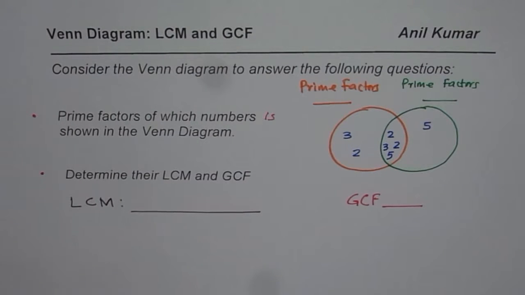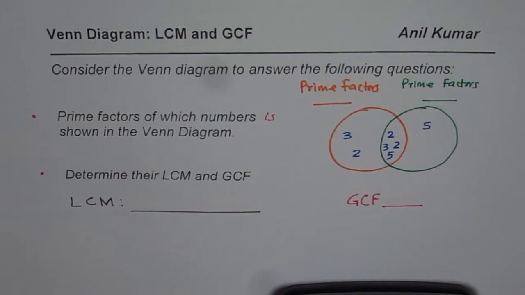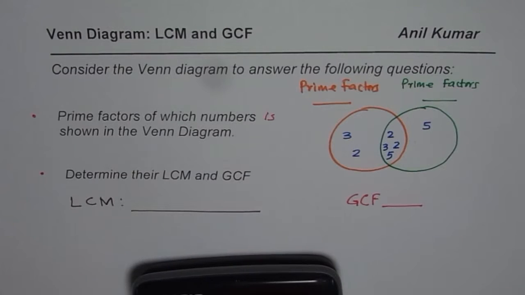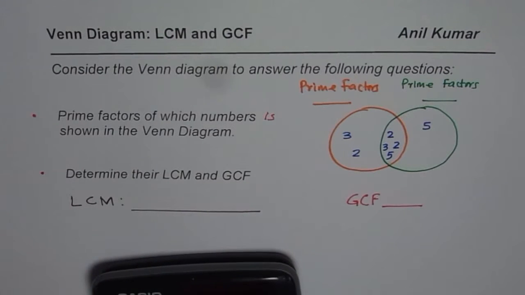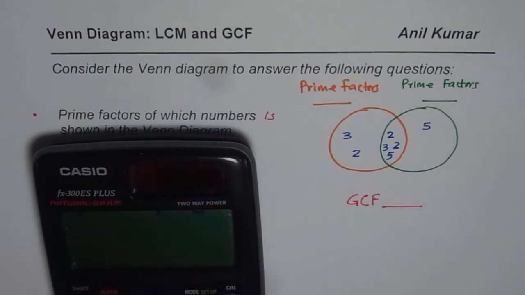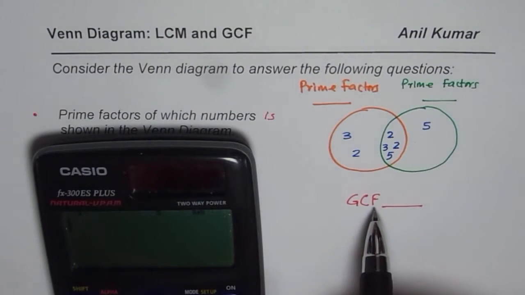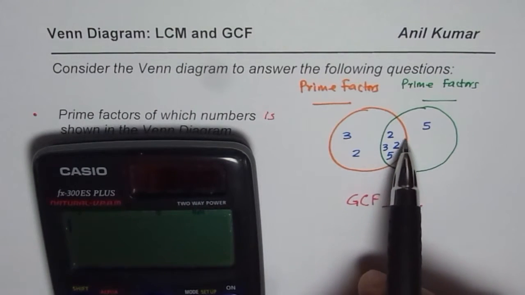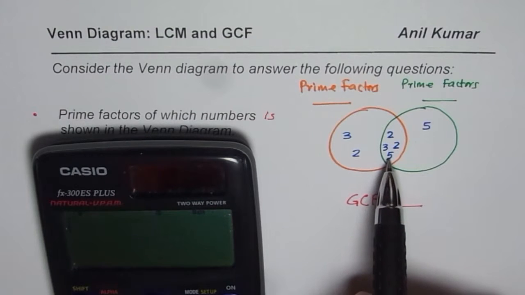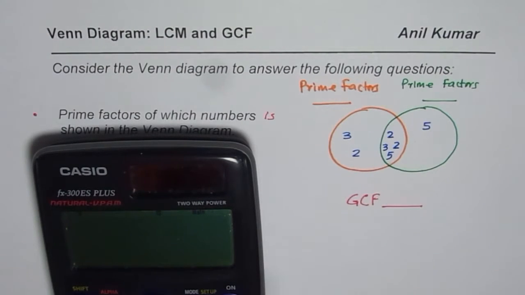Okay, let's begin solving it. So we need a calculator. It's good to have a calculator for this question. You're allowed to use a calculator also. Now, let us begin by writing the greatest common factor, which is multiplication of all these numbers, which are common prime factors of both the numbers given to us.